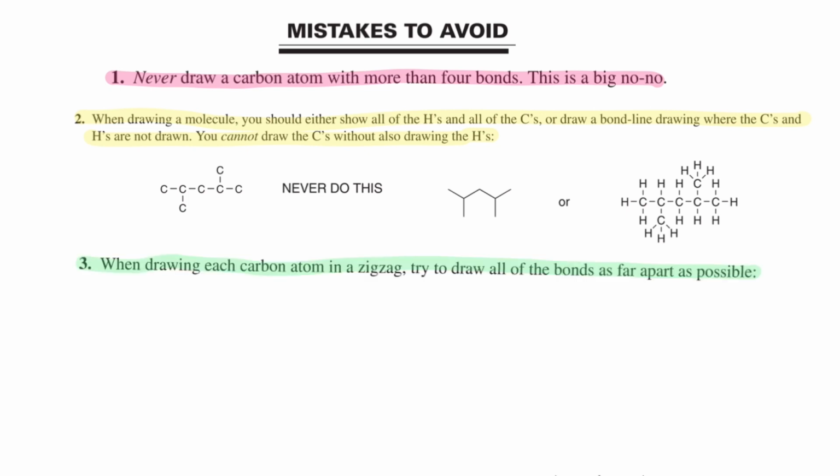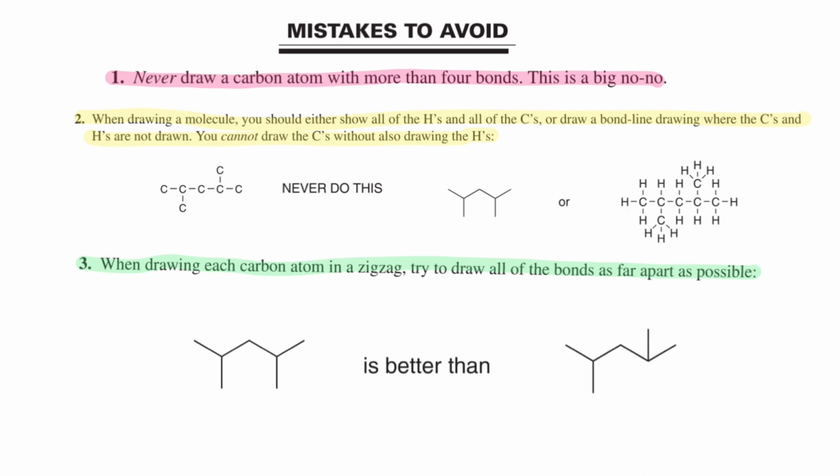The third mistake: when drawing each carbon atom in a zigzag pattern, try to draw all the bonds as far apart as possible. Always draw them far away from each other, because in an sp3 hybridized carbon the bond angle is 109.28 degrees. So these are represented with a proper distance between the bonds.